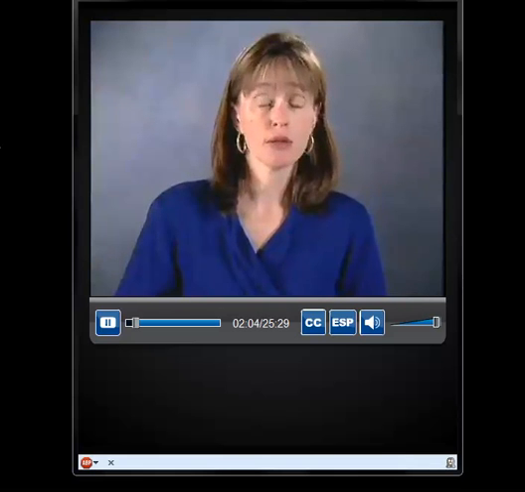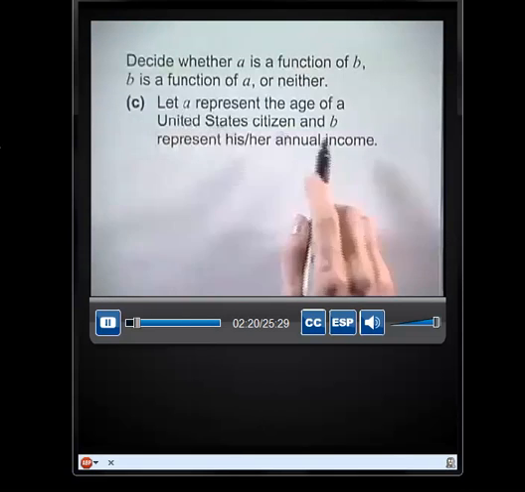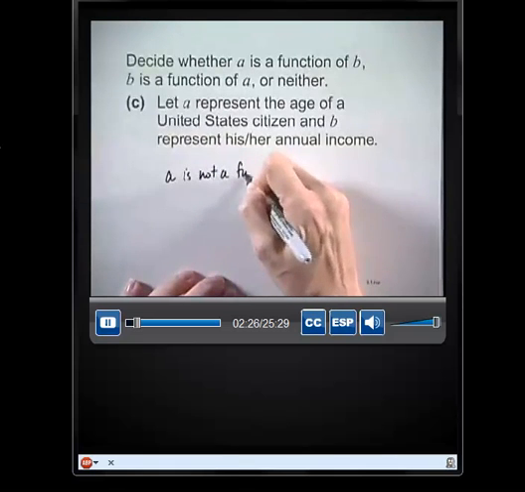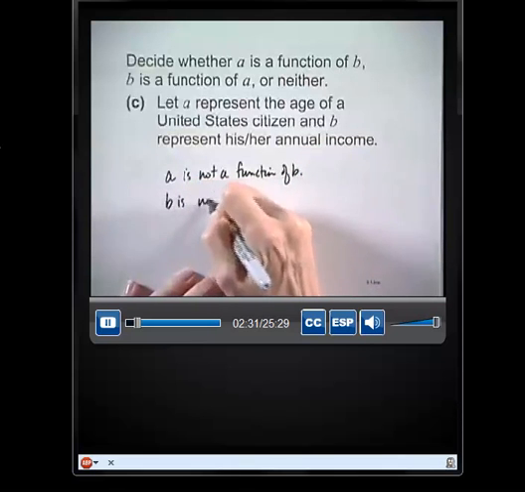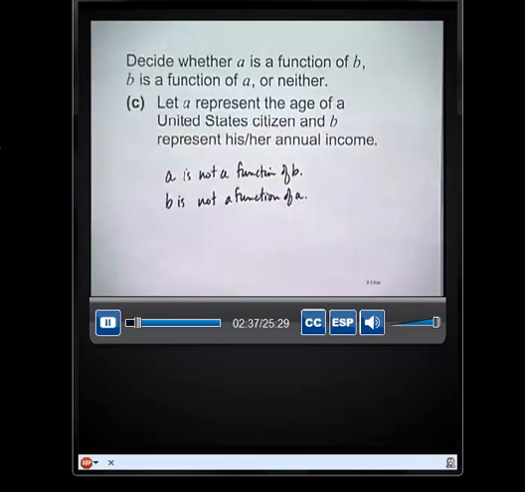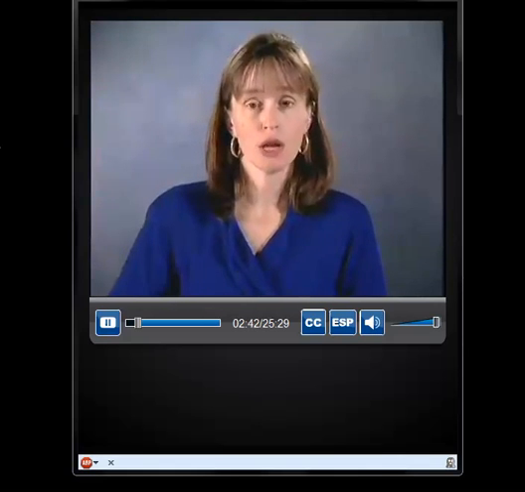Let's try a third example of the same type. Decide whether A is a function of B, B is a function of A, or neither. And this time we have let A represent the age of a United States citizen and B represent his or her annual income. Well, there is no functional relationship here at all. A is not a function of B. Let me write that down. A is not a function of B, and I can also say B is not a function of A in that particular example.